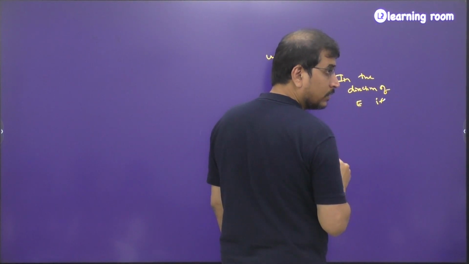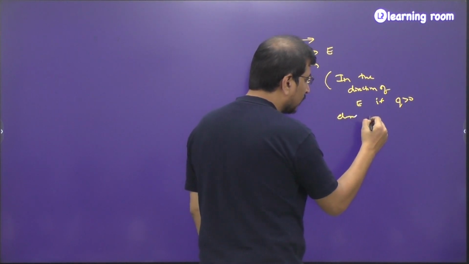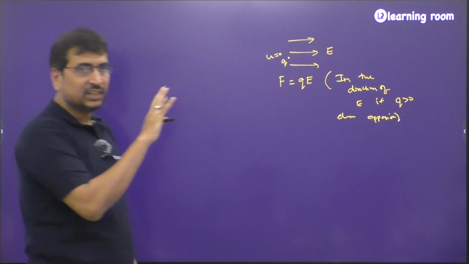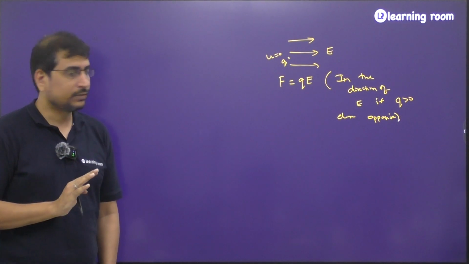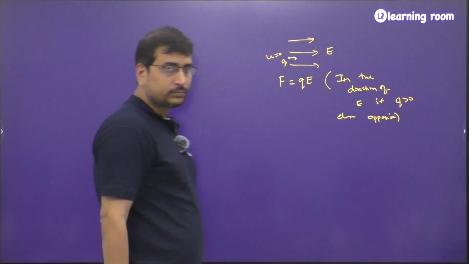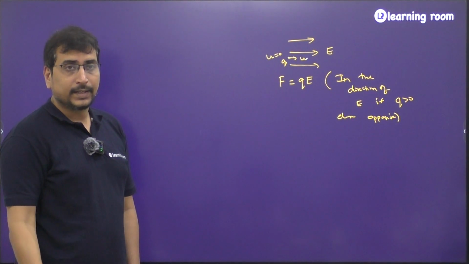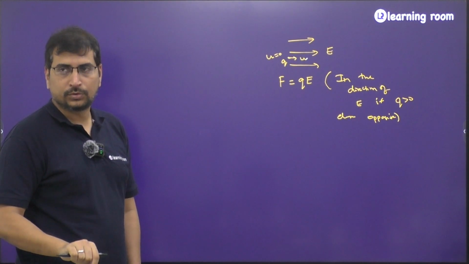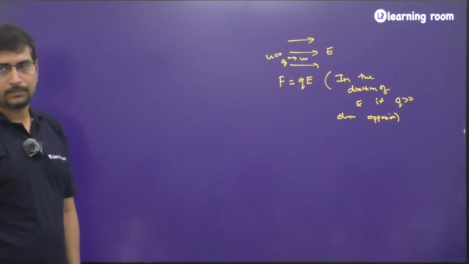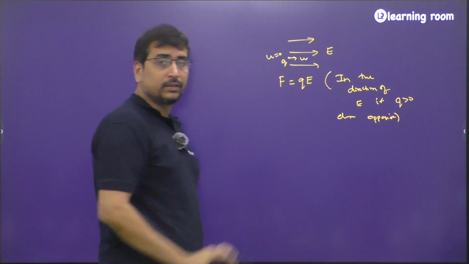The force is going to be in the direction of the electric field if q is positive, else in the opposite direction. Meaning if the charge is negative, it will experience a force in the opposite direction. Okay, that is fine. Next thing is, I can give a velocity to this particle. If I give velocity to this particle, what will happen? It will still experience a force either in the direction of the electric field or in the direction opposite to the electric field. Right? How did I give the velocity here? I gave the velocity along the electric field.